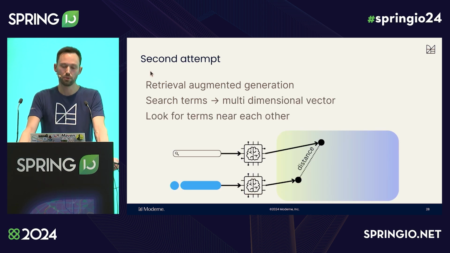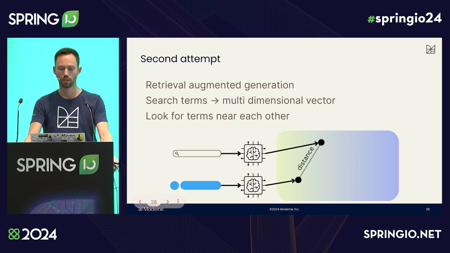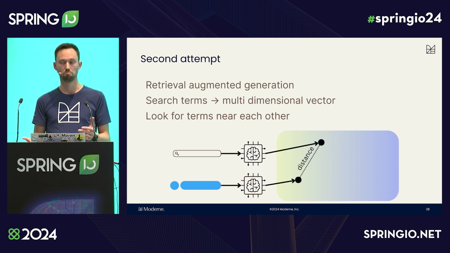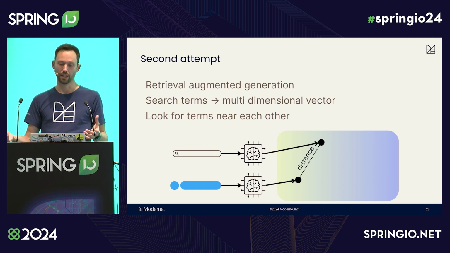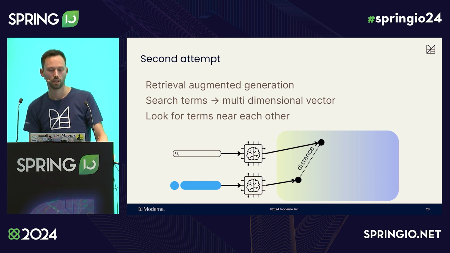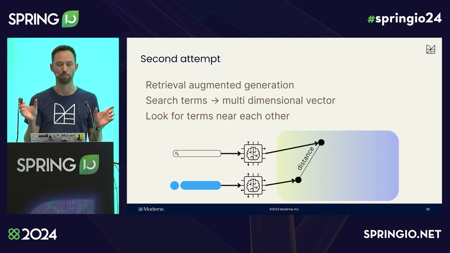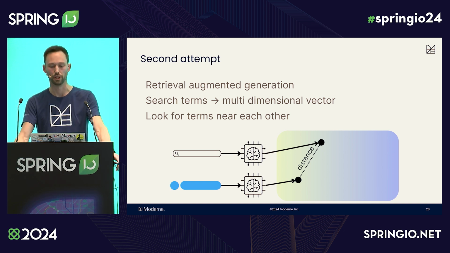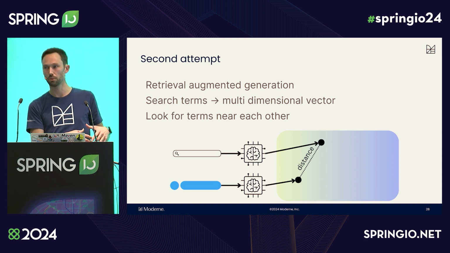So for our second attempt, we went back to the documentation and we looked at retrieval augmented generation. For this, you turn your search terms into a multi-dimensional vector, which is exciting stuff. You enter a query and out comes some number. Then you look for numbers that are close in space, but maybe not identical. And consider, for instance, the two words love and hate. Those might be very different in their meaning, but they are both passionate emotions, which puts them close together in that multi-dimensional space.